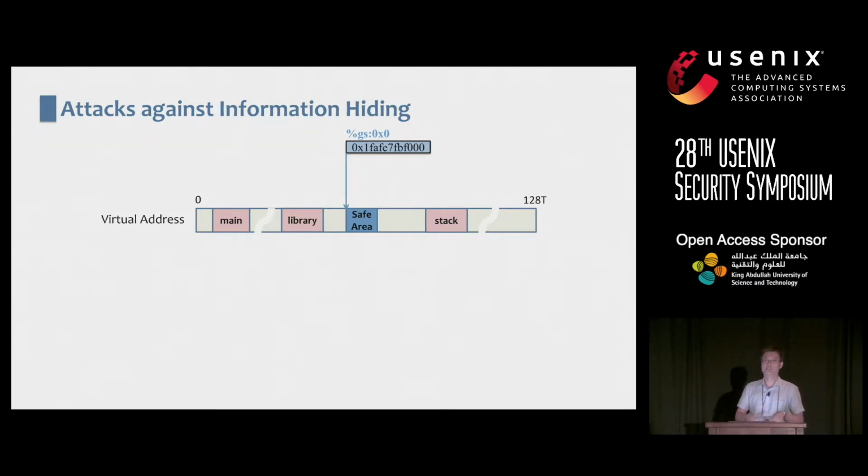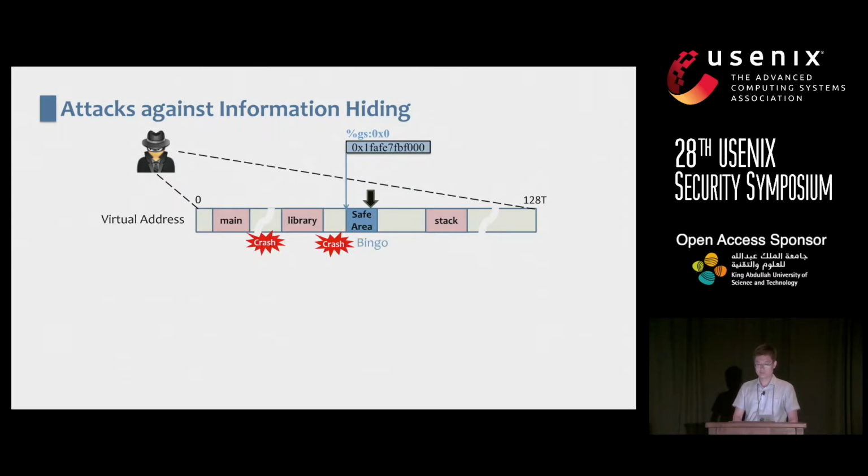We classified these attacks into three types. The first type is memory scanning that avoids the crash. This slide gives a user memory space, and there is a safe area hidden in a very large unmapped area, and the base address is stored in the GS segmentation register. The attacker wants to locate the safe area, so they use a vulnerability to scan the memory to find the location of the safe area. During memory scanning, it will probe many unmapped areas that could trigger a program crash.